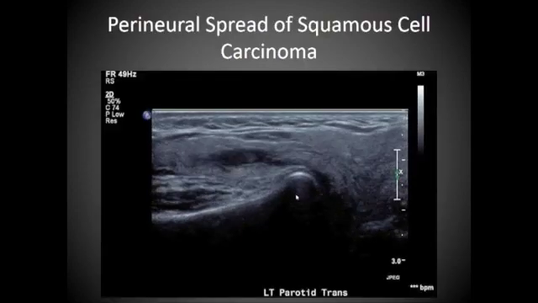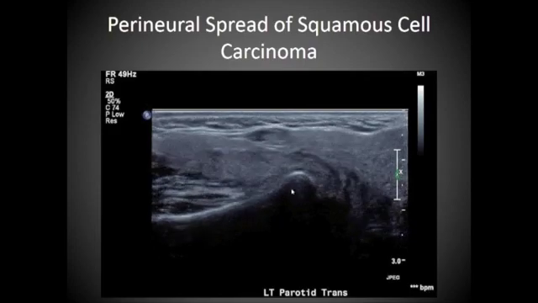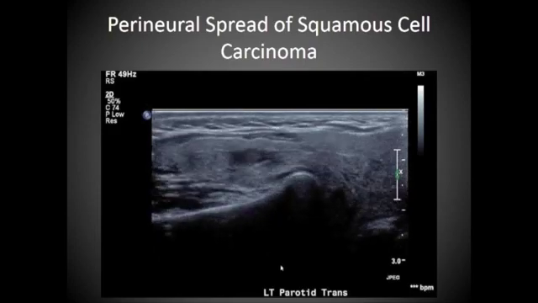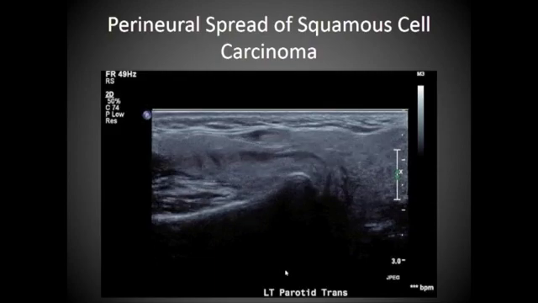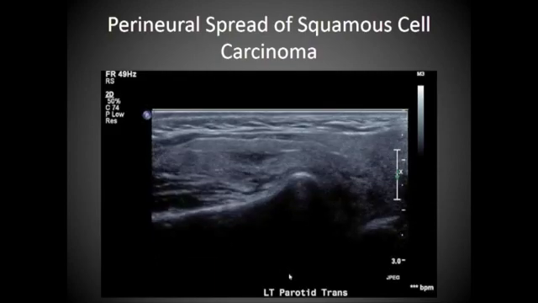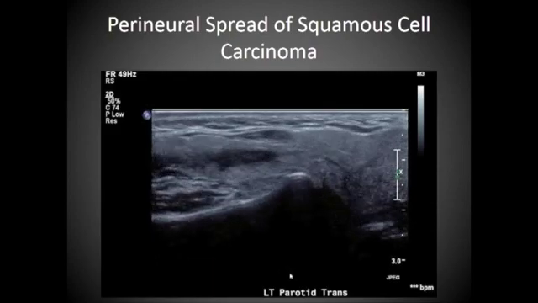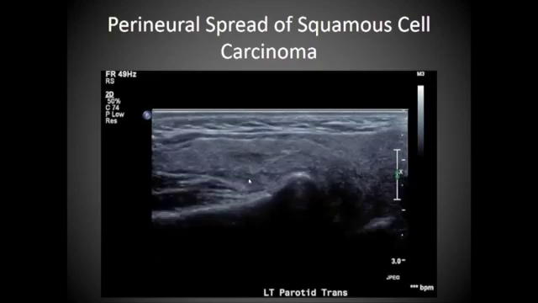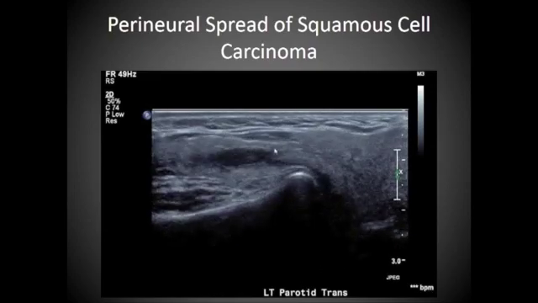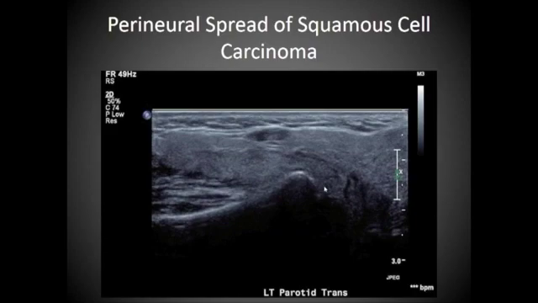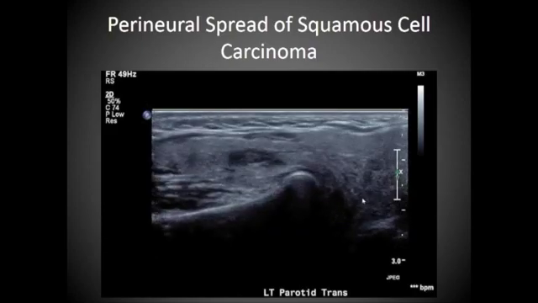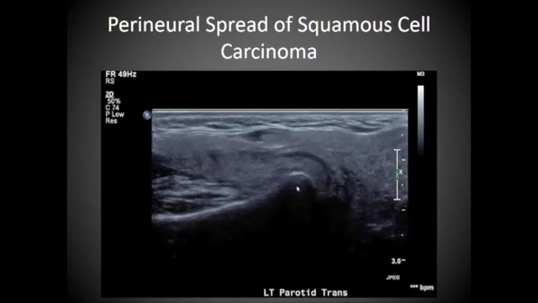Now I said we can't see this on ultrasound. That's most of the time. This is an unfortunate case of a relatively young man who had a horribly aggressive squamous cell carcinoma of the mid-face that presented with neurological symptoms, and all of this linear hypoechogenicity are branches of the facial nerve coming anteriorly towards the masseter.